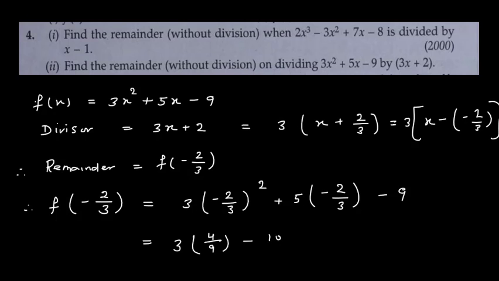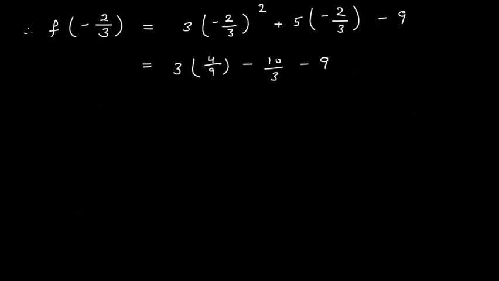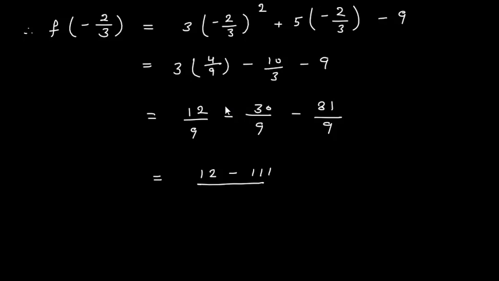minus this is 10 upon 3 minus 9. Okay, so here we get 4 3s are 12, 12 divided by 9, minus 10 3s are 30, 30 divided by 9, minus 9 9s are 81, 81 divided by 9. So this is equal to 12 minus 30 minus 81. So it is 12 minus 111, right? 1 and 8 plus 3, 11, 111 whole divided by 9.